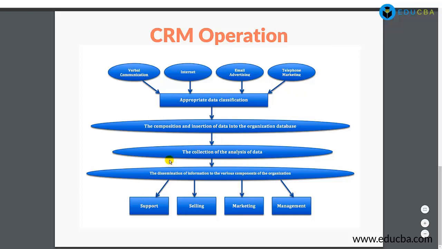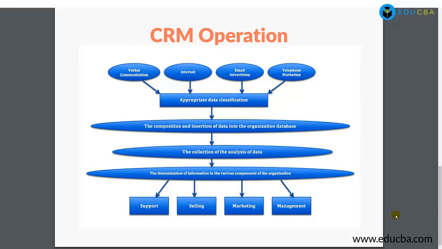The data can now be fetched, or it's going to support, to selling, to marketing, and to management. So this is how all the leads are coming in, getting cooked, and being sent to the various departments as required. Okay, so this is how basically a CRM works. I hope you have understood how CRM works.